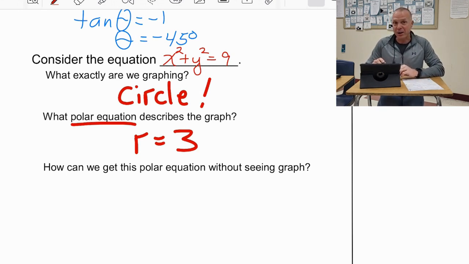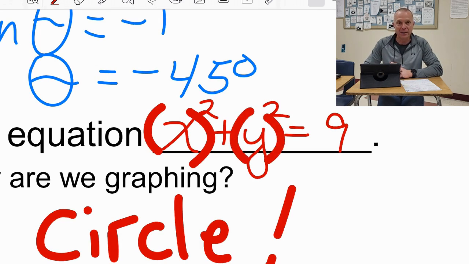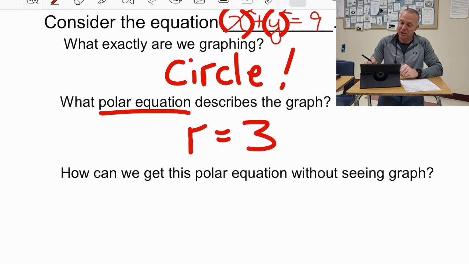And I've got good news for you. All you have to do is use formulas that we discovered on the front of the paper. You see, on the front of the paper, I'm pretty sure we had a formula for x. It was r cosine of theta. And I'm pretty sure we had a formula for y. It was r sine of theta. Guess what? We can substitute both those formulas in there for x and y.